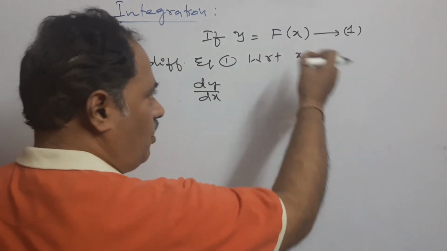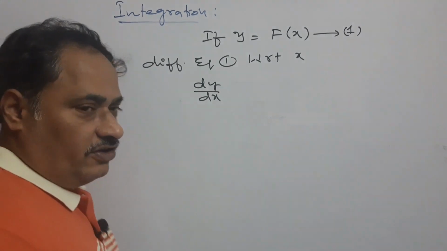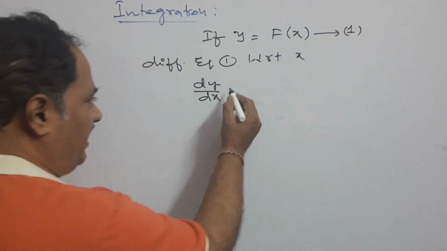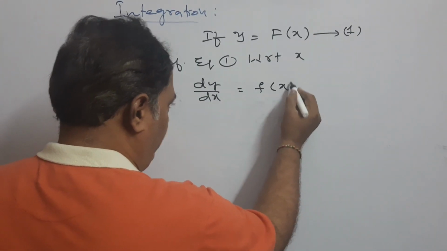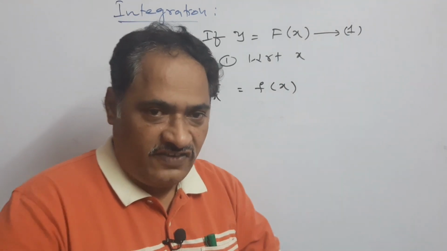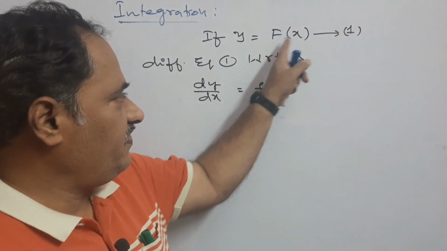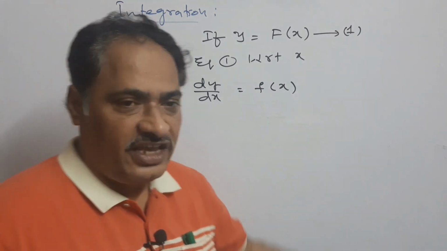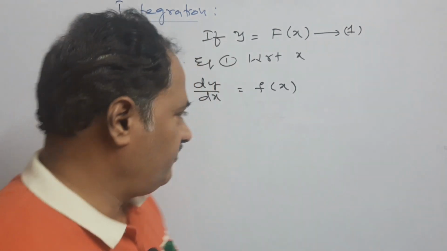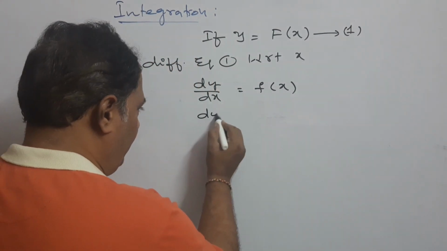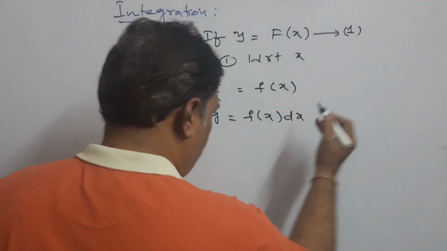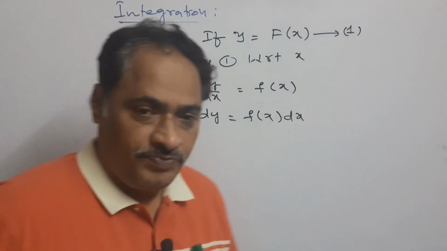Then compulsorily you will have one more function, also in terms of x, which is equal to some f of x. This function is different, hence I used a different notation. This is capital F of x, whereas this can be taken as some other function of x. Now dy can be written as f of x dx.